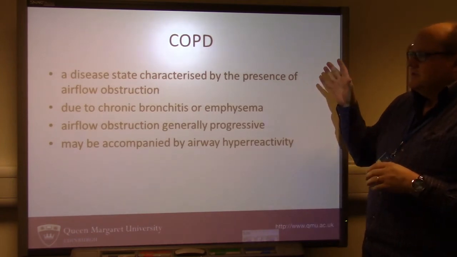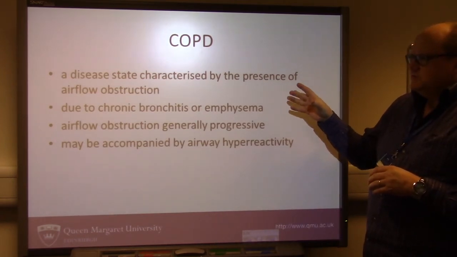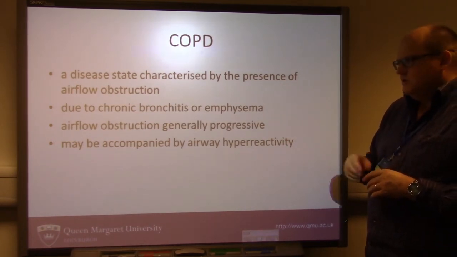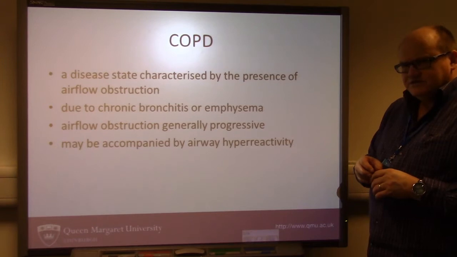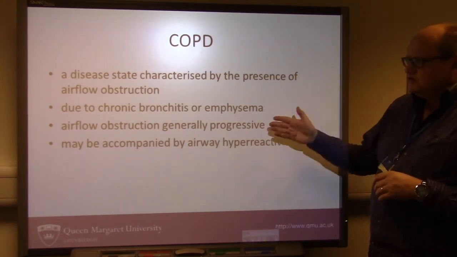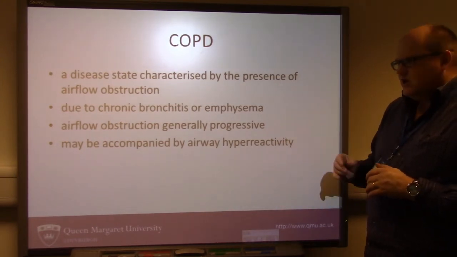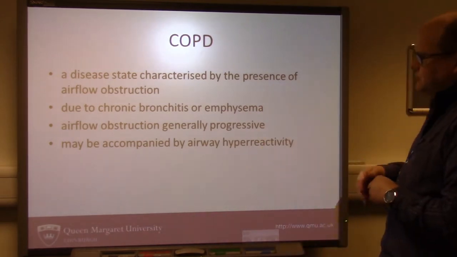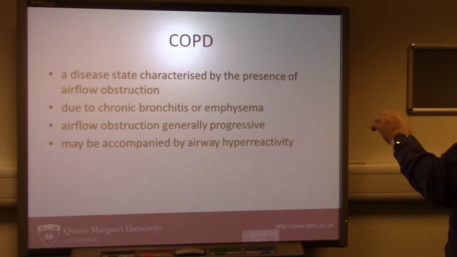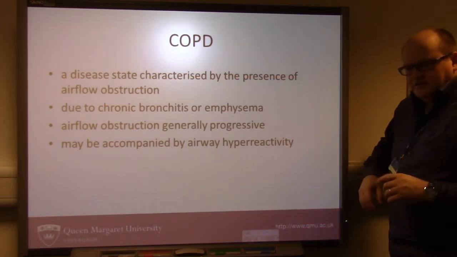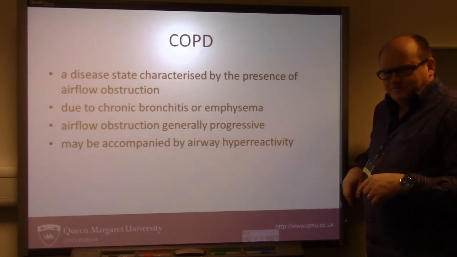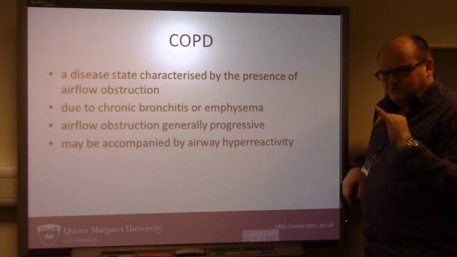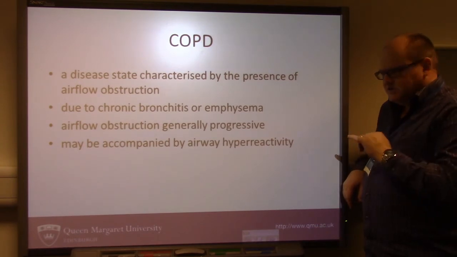Now, the characteristics of COPD. 1, presence of obstruction of the airway. 2, chronic bronchitis or emphysema. Usually progressive and usually accompanied by airway hyperreactivity. Now, if you look at some of those, the airflow obstruction, the hyperreactivity, a number of those are in common with asthma. And that's where you've got to make sure you're aware of the clear delineation between asthma and COPD.